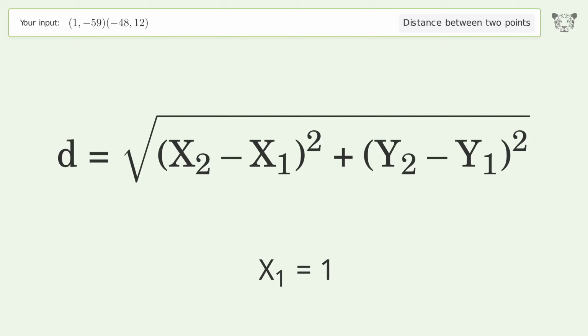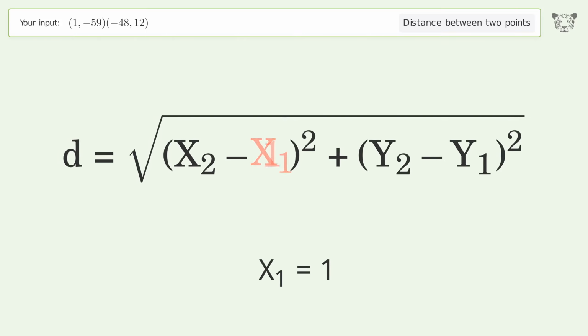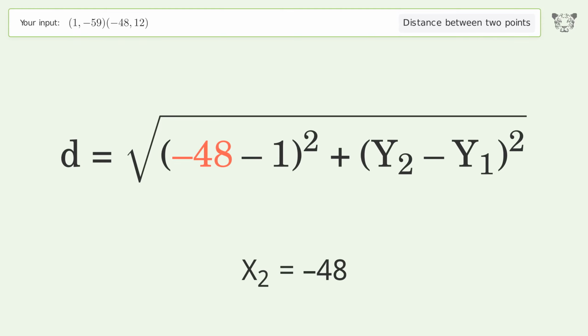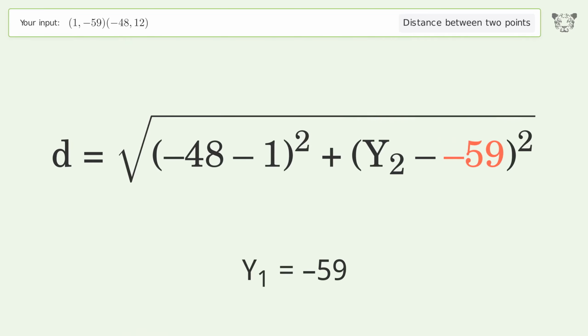x1 equals 1. x2 equals negative 48. y1 equals negative 59. y2 equals 12.